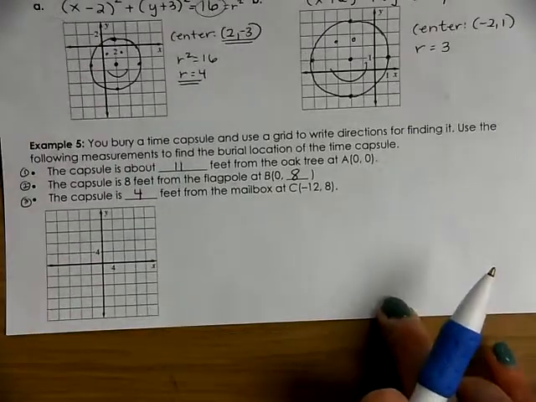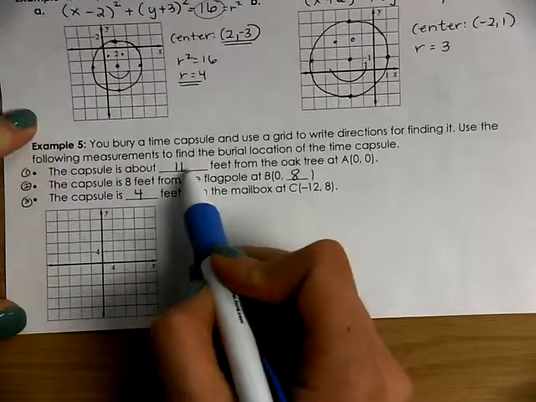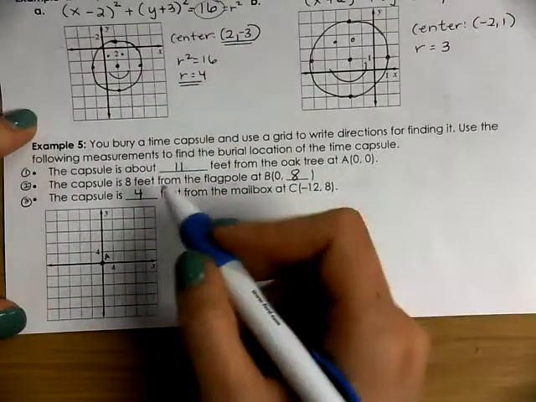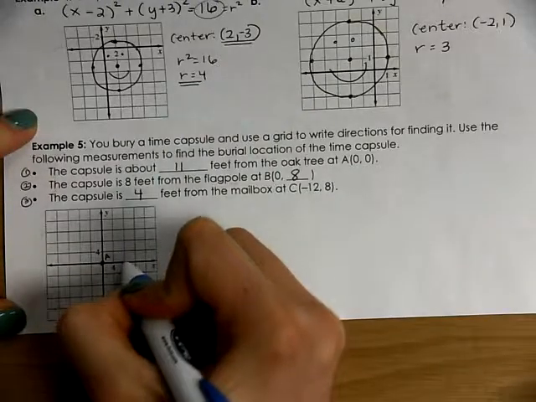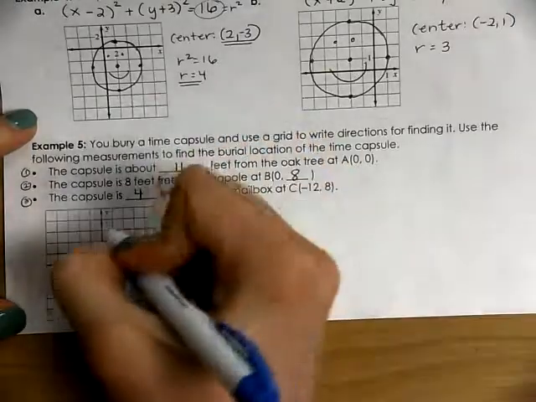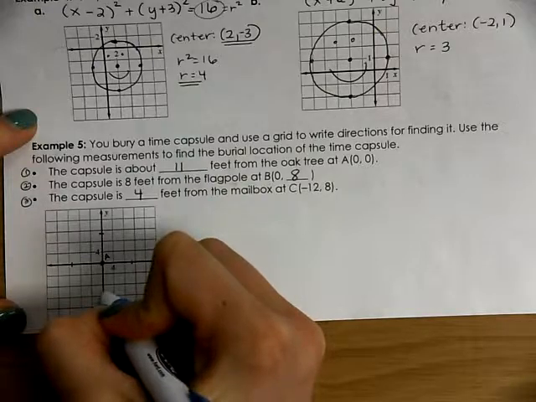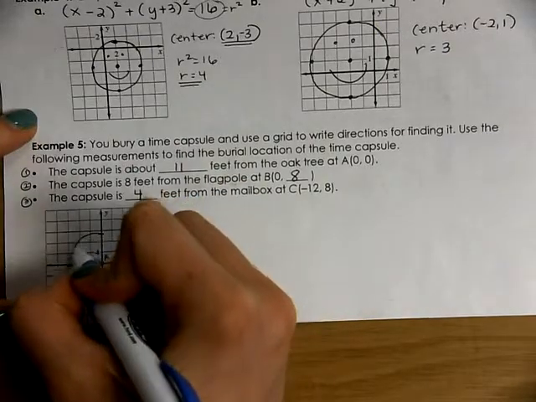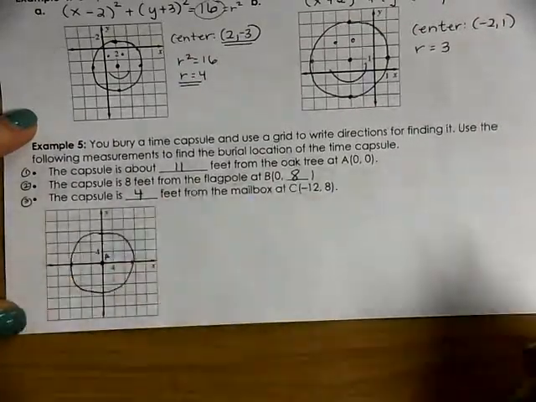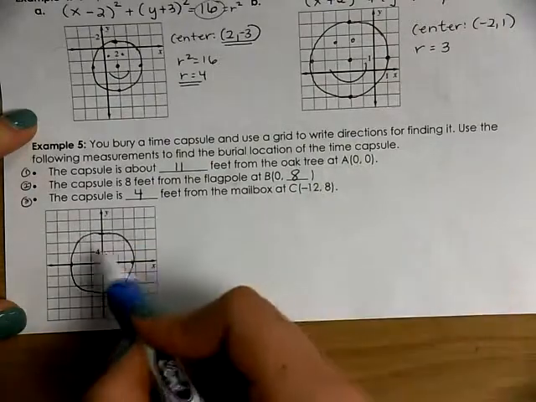All right, so one way, and maybe the easiest way to do this is graphically. If we look at the graph, if the oak tree is at 0, 0, that's A, and we're 11 feet from it, so that's 4, 8. That would be 12, so 11 would be a little less than that all around. I draw this circle. There we go. So it's got to be somewhere on the circle if we're 11 feet from A.